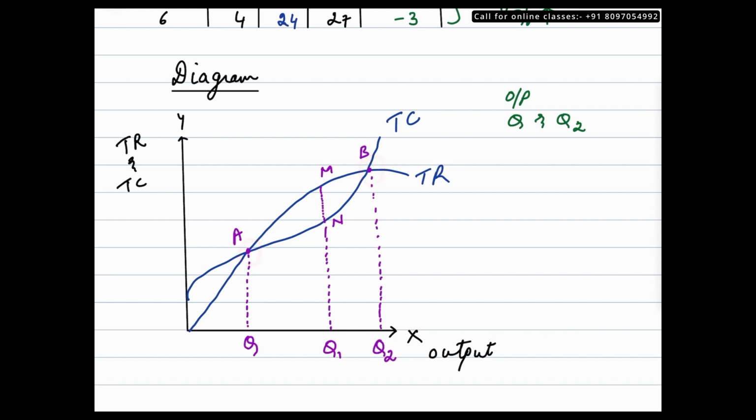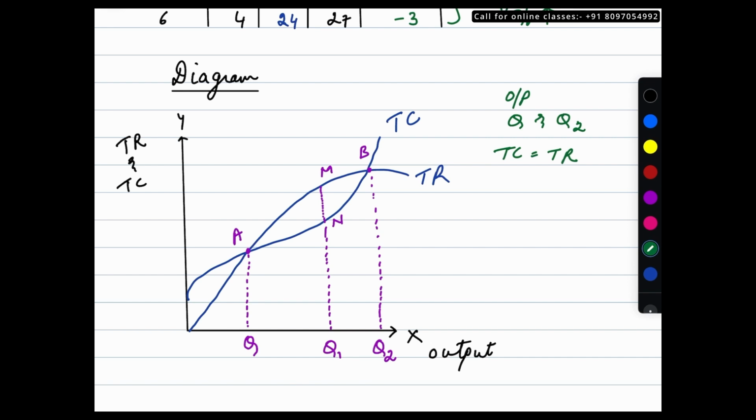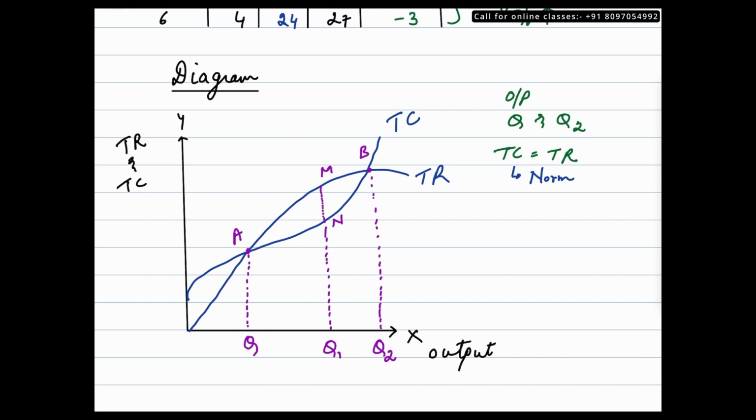TC and TR curves are intersecting, correct? So TC ideally is equal to TR. That means total revenue is equal to total cost, indicating normal profits. Let me write that down. So this here is a representation of normal profits. Now as we move ahead from point A like this, we see that the total revenue curve has gone above the total cost curve.